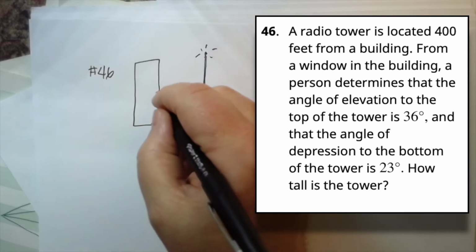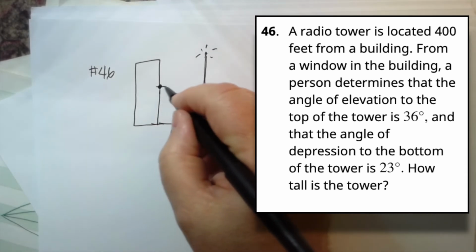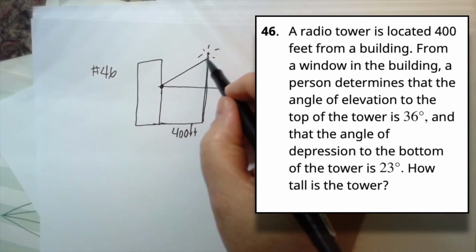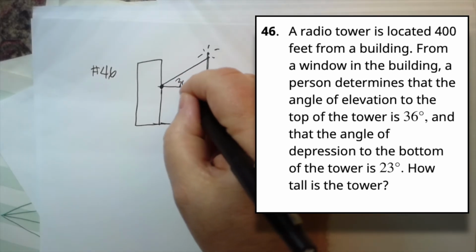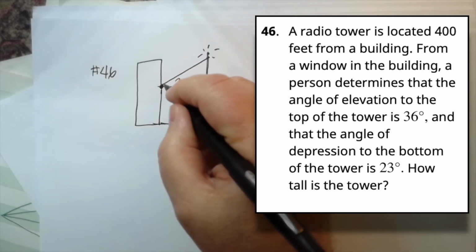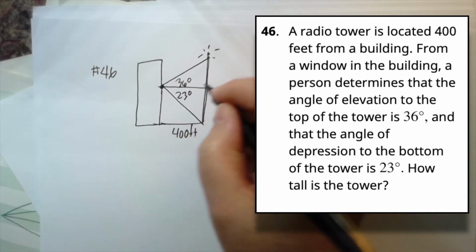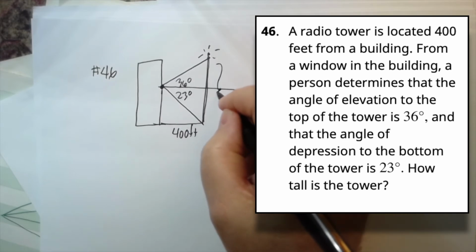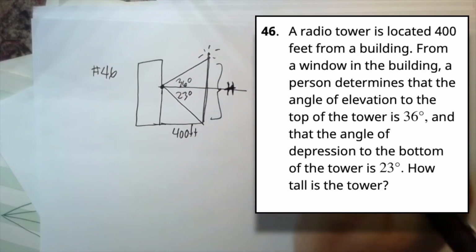So in other words, here's somebody at some window here. I don't really know where it is. Let's draw this eye line here. The angle of elevation would be 36 degrees, and the angle of depression to the bottom would be 23 degrees. We want to know how tall it is. So what is the height of the tower, the whole thing? Let's call it capital H for the height of the tower.